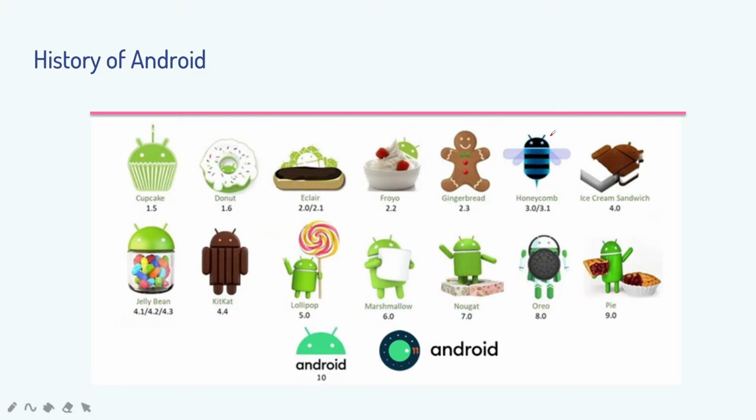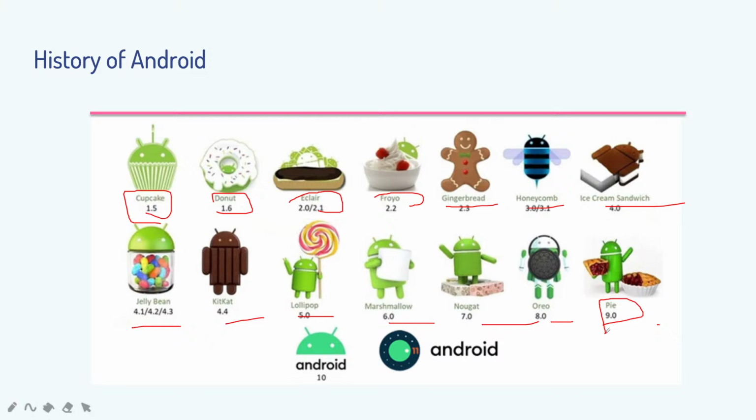And here is the history of Android. First they released Cupcake, Android 1, and then Donut, Eclair, Froyo, Gingerbread, Honeycomb, Ice Cream Sandwich, Jelly Bean, KitKat, Lollipop, Marshmallow, Nougat, Oreo, Pie. So these are the history of Android, up to Oreo and Pie.